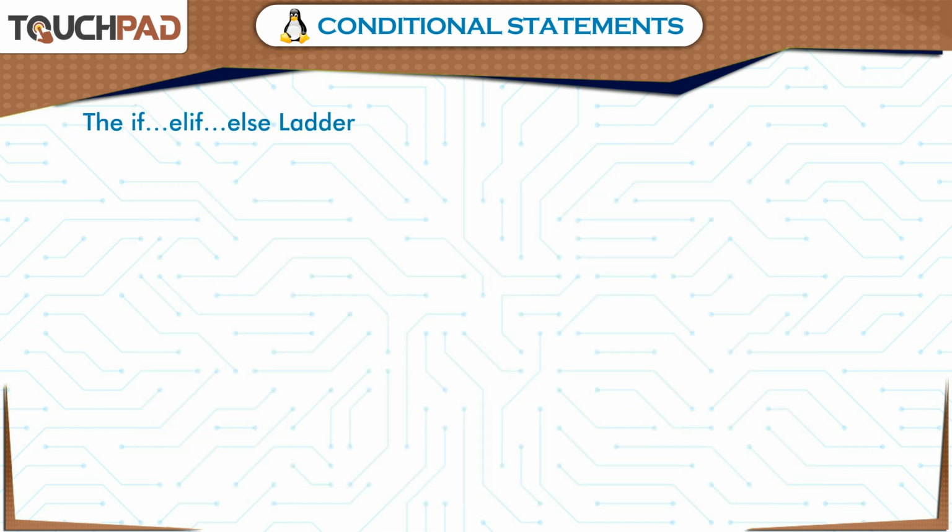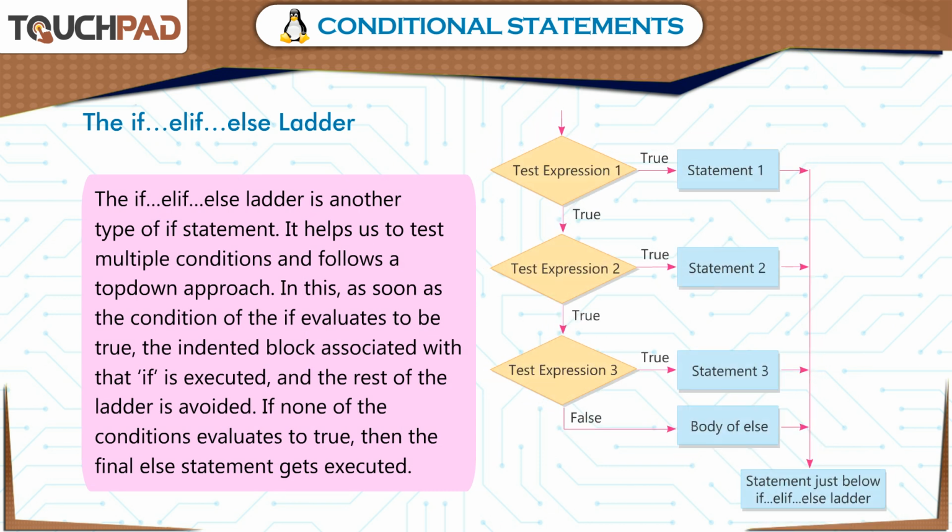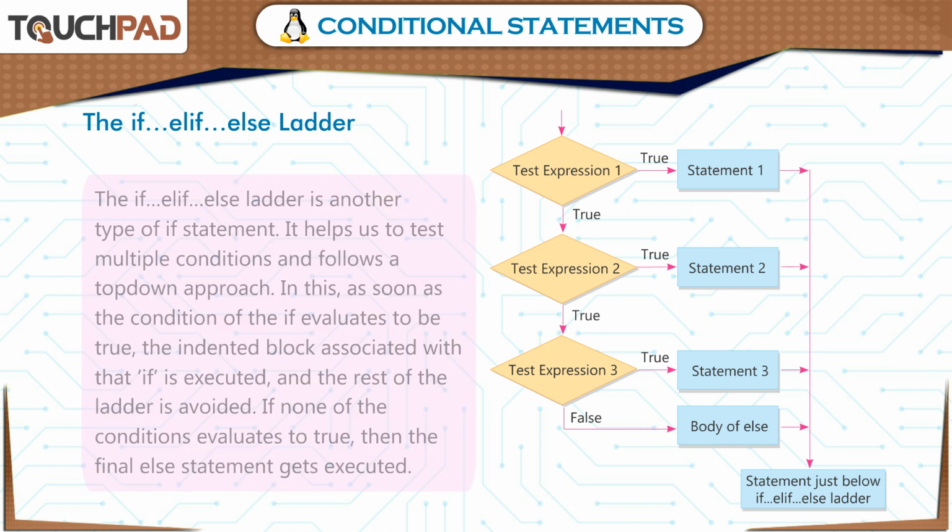The if-elif else ladder. The if-elif else ladder is another type of if statement. It helps us to test multiple conditions and follow a top-down approach. In this, as soon as the condition of the if evaluates to be true, the indented block associated with that if is executed and the rest of the ladder is avoided. If none of the conditions evaluates to true, then the final else statement gets executed.